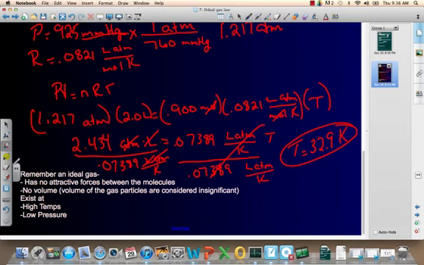All right, so just a reminder, remember an ideal gas. Ideal gases don't really exist, but we get pretty close to it. An ideal gas has no attractive forces between the molecules. We consider the volume to be insignificant, so we say that it has no volume, but it does really have a volume though. And they exist at high temperature, so well above their boiling point, and low pressures.